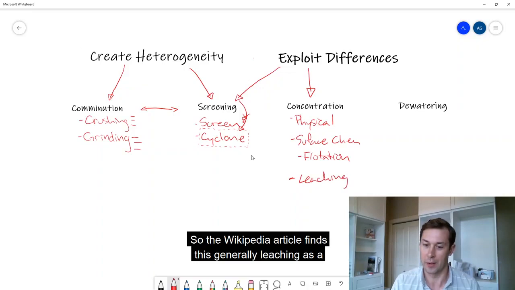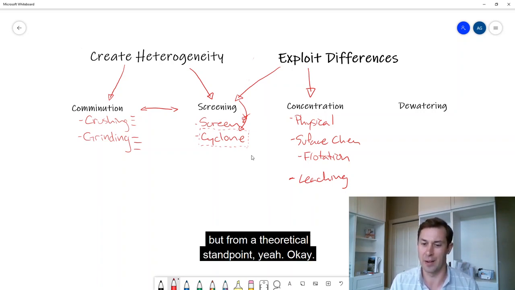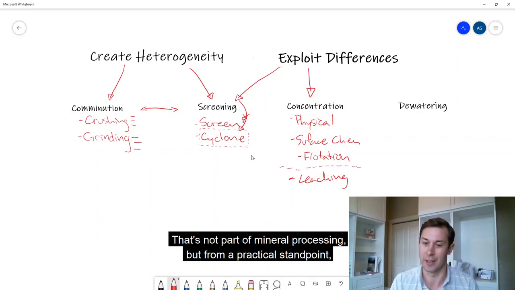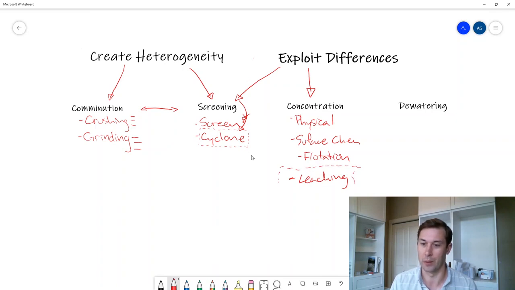So the Wikipedia article defines this, generally leaching, as a hydrometallurgical process that's a different branch of extractive metallurgy. But, so from a theoretical standpoint, yeah, okay, that's not part of mineral processing. But from a practical standpoint, this is very common in mineral processing operations. So from a practical standpoint, I would include it.